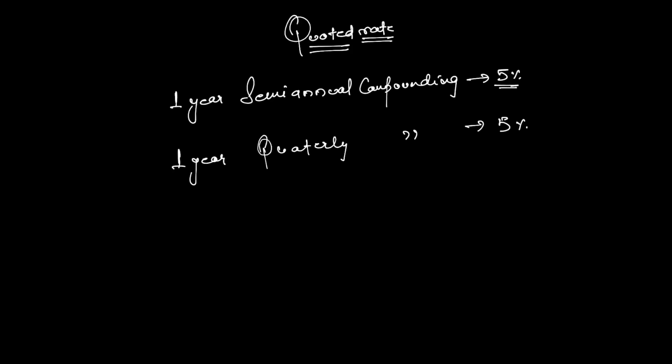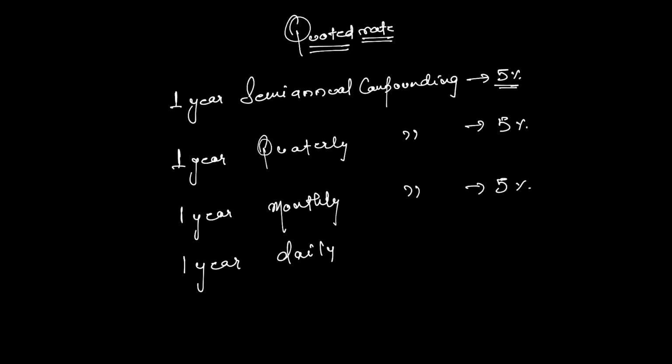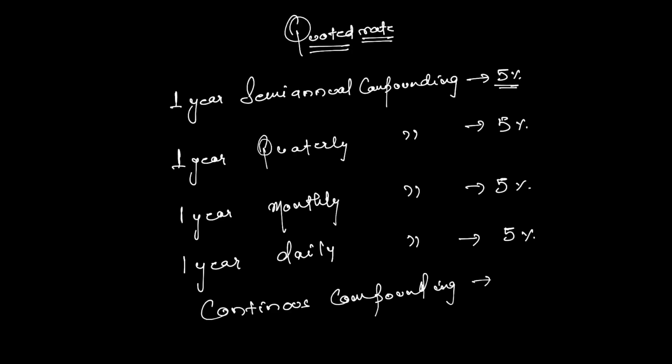Similarly, if it is given that the 1 year monthly compounding rate is 5%, does it mean that you will earn 5% in 1 year? The answer is still no. Similarly for the daily compounded or continuously compounded, this is not the effective rate. These are not the actual rate. These are just the quoted rate.